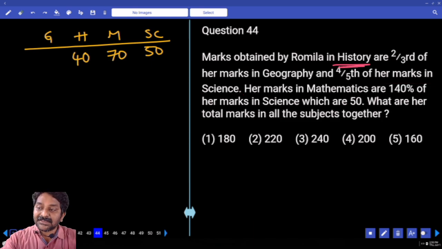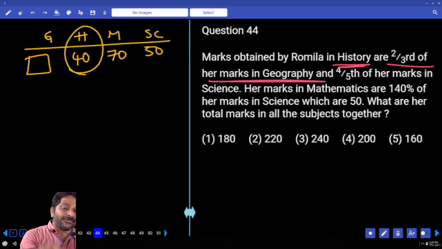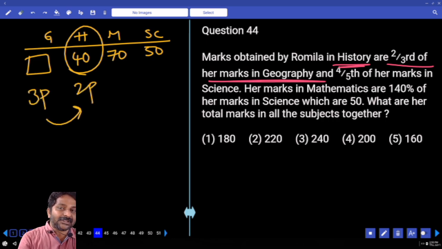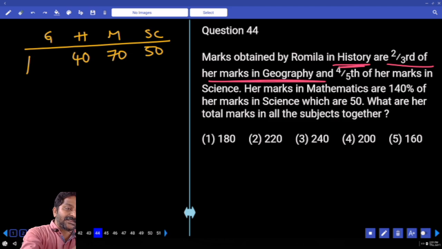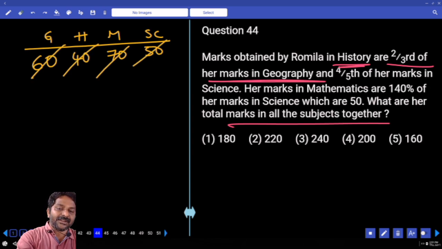And 40 marks is 2/3 of marks obtained by her in geography. 2/3 of some number is equal to 40. Can I say this is two parts and this is three parts? Then only it will be 2/3. If two parts is equal to 40, one part is 20, three parts 60. Now what exactly is your question about? Total marks in all the subjects together? 60, 40, 50, 70, total 220.